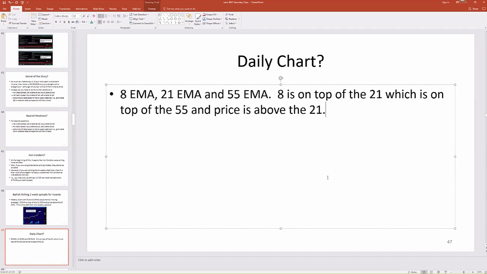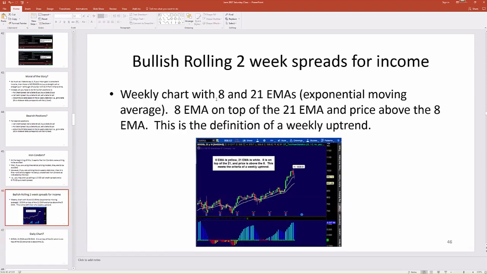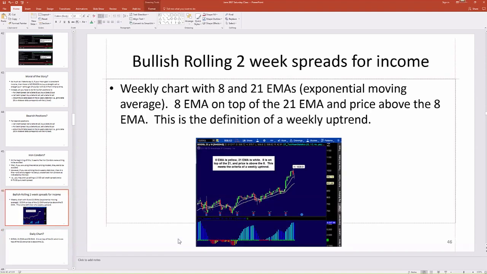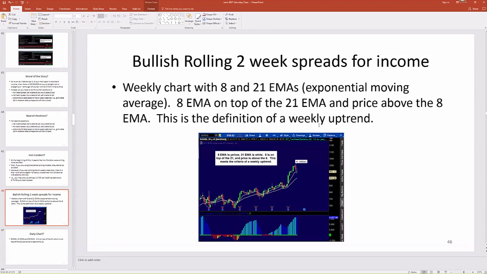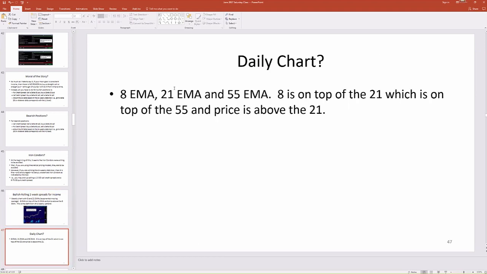Yeah, this is an easy scan to look at. So, daily chart. So there's the weekly chart. If it's bullish, you've got a weekly chart with the 8 and 21 EMAs, which is the exponential moving average. The 8 is on top of the 21 and price is above the 8. That's the criteria there. And then on a daily chart, we want the 8, 21, and 55 EMA. The 8 is on top of the 21, which is on top of the 55, and then price is above the 21. Okay?